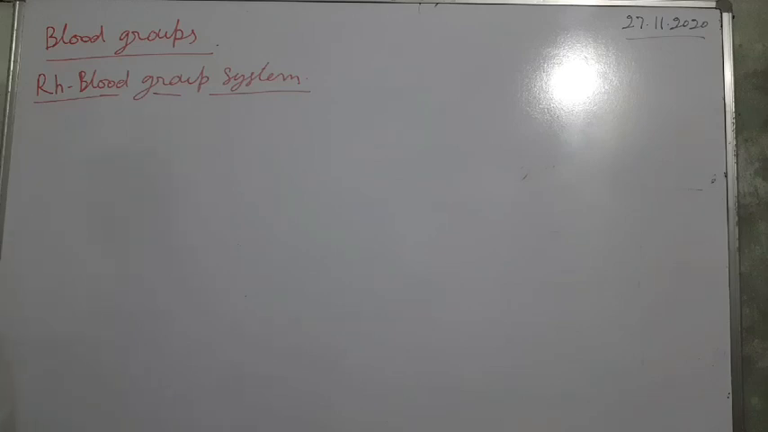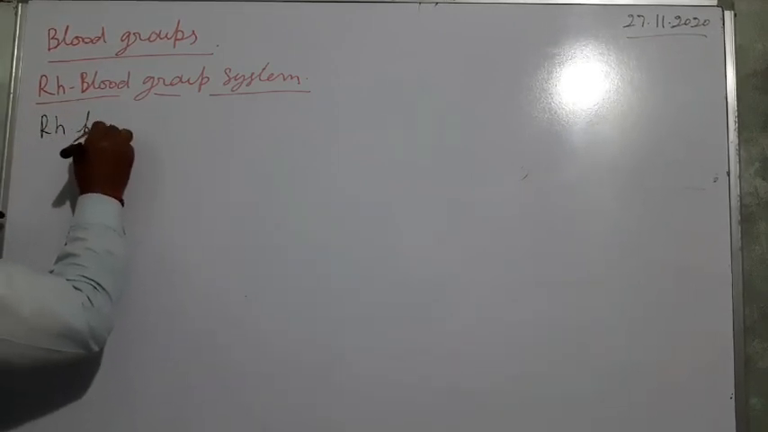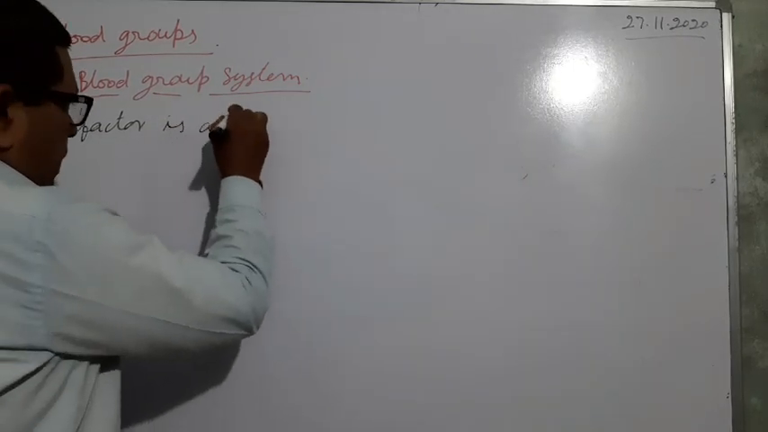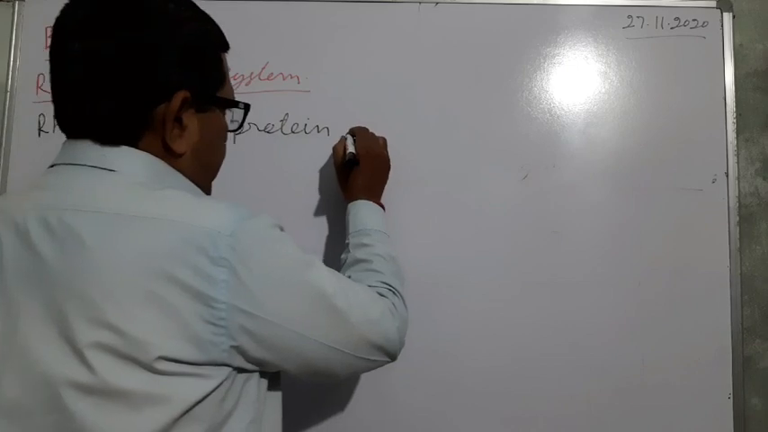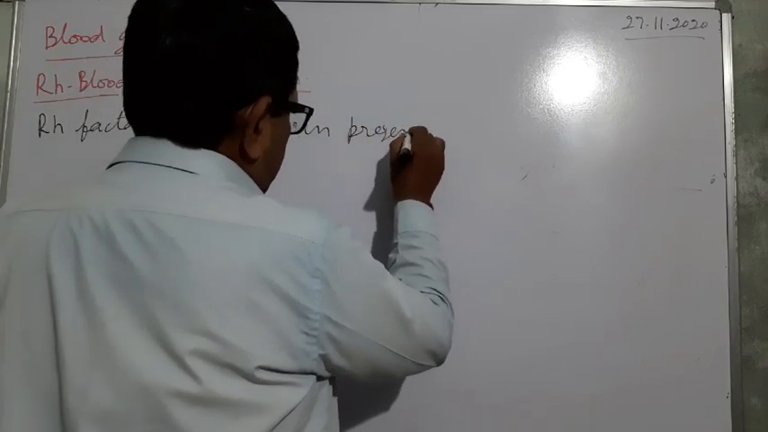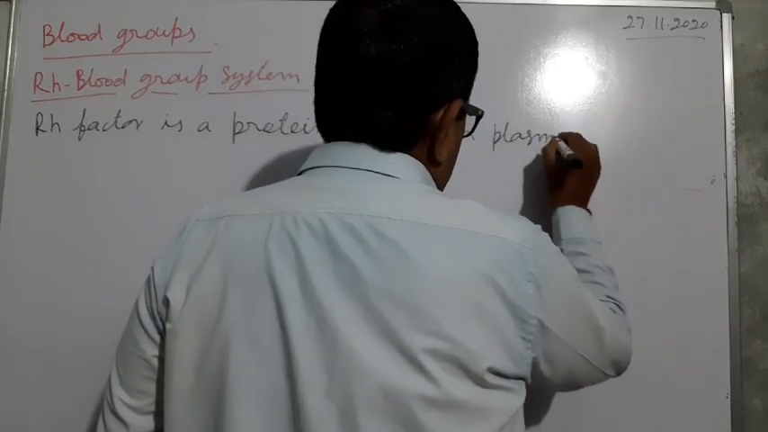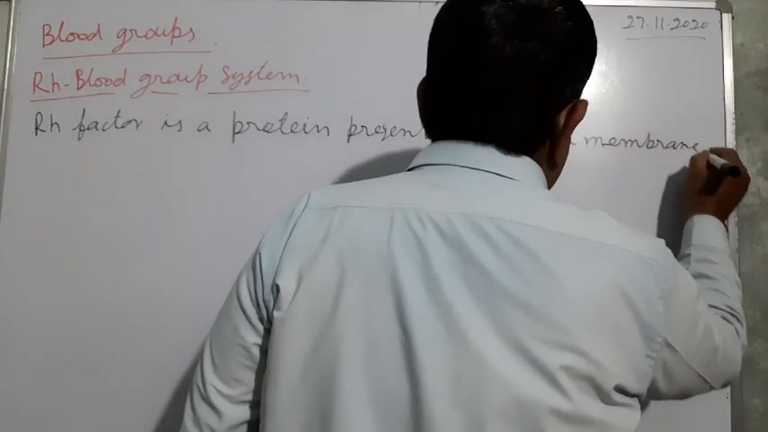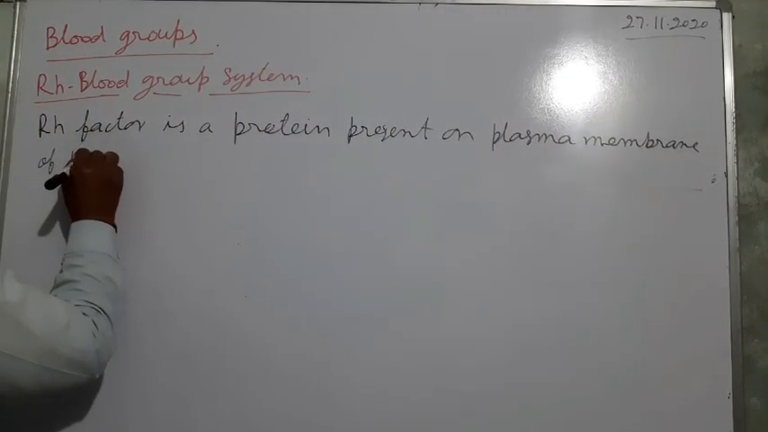Actually, the RH factor is a protein present on the plasma membrane of RBCs.